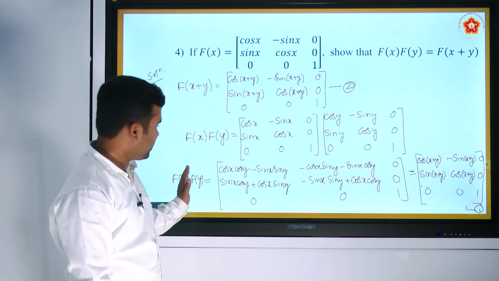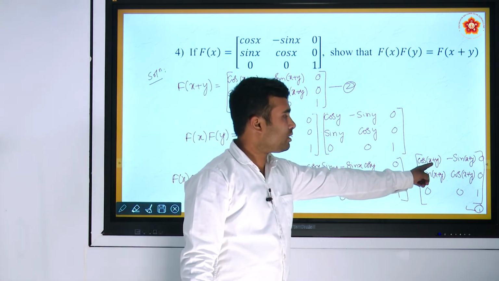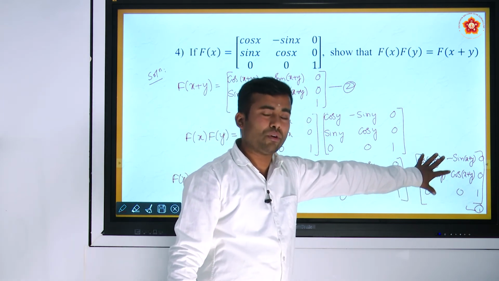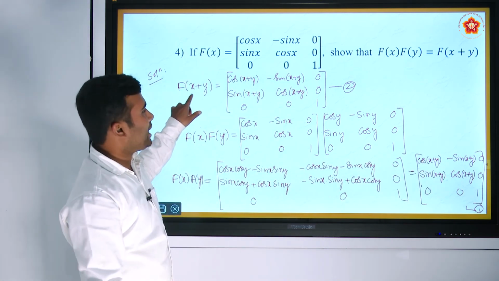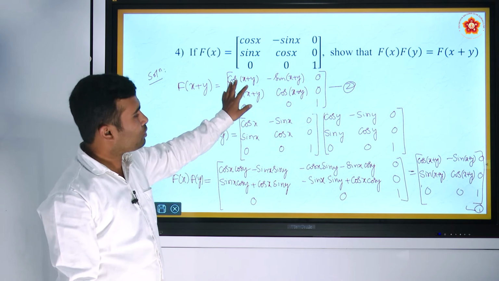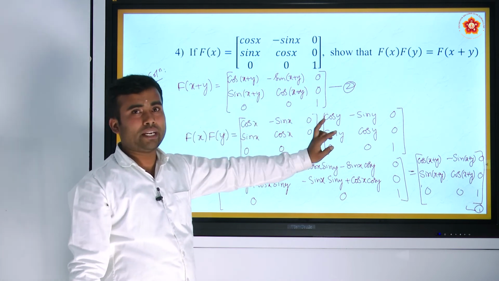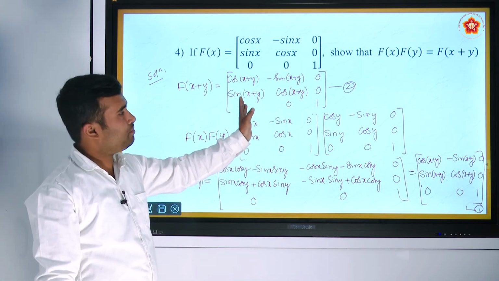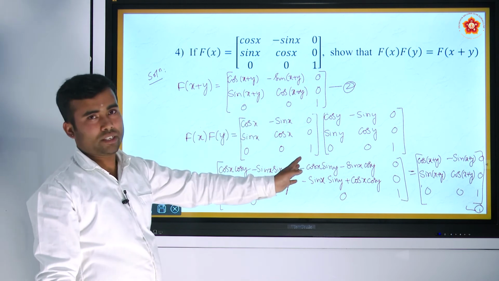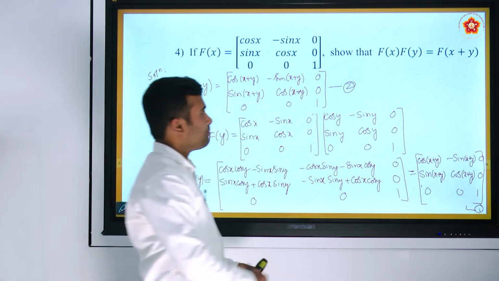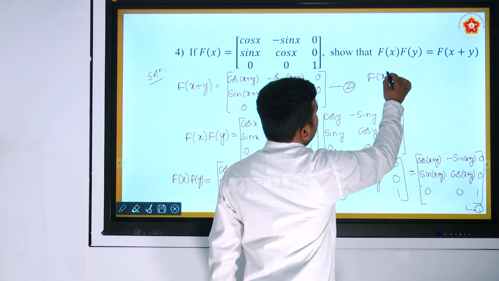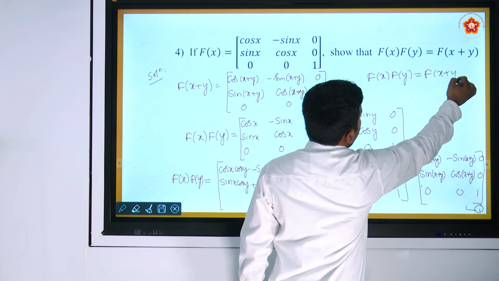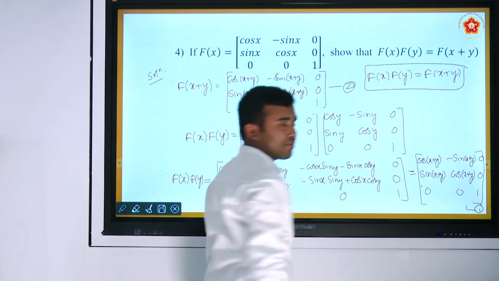Say the product f(x) into f(y), which is nothing but cos(x+y) minus sin(x+y). See, this matrix f(x) into f(y) is equal to the matrix f(x+y). So you can equate the corresponding elements of the two matrices in equation 1 and equation 2. So all the elements are equal. Hence we can say that f(x) into f(y) is equal to f(x+y). Hence we got the proof. Okay.